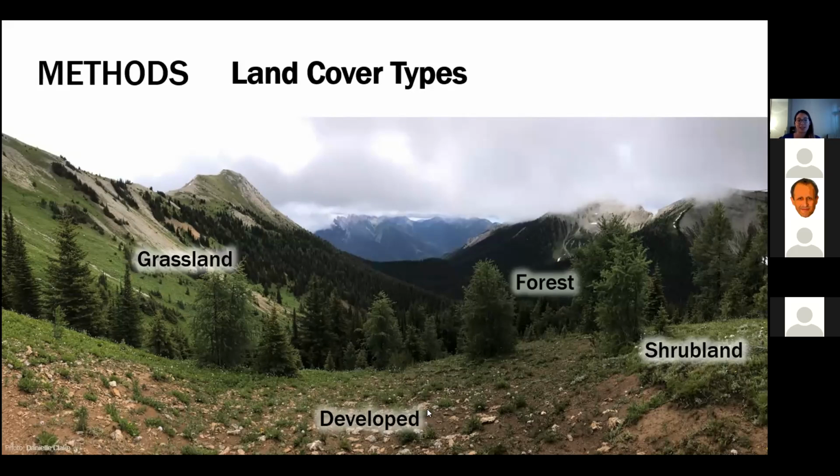Developed, we thought would probably negatively influence the bumblebees, if the ground is covered, or if it's anthropogenically modified, it's probably not going to be as good habitat for bees. And then finally, shrubland. We didn't have a clear hypothesis about it beforehand.